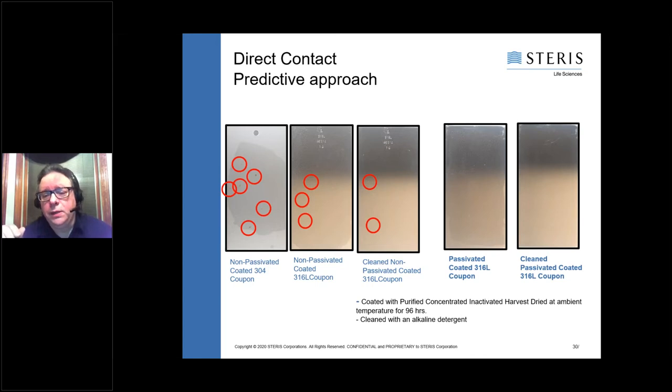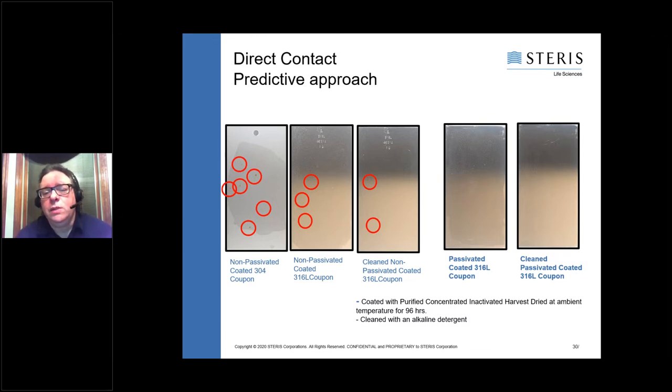Another example here is in a harvest media, in which case the image on our far left is a non-passivated 304 coupon. It was exposed to the culture soil for 96 hours, and we see clear micro pitting or corrosion spots on the surface. The next image is a non-passivated 316L, and we're still seeing some dotting on the surface. If we go ahead and clean that, we may not remove it with an alkaline detergent. We would probably have to look at an acid detergent to remove it.